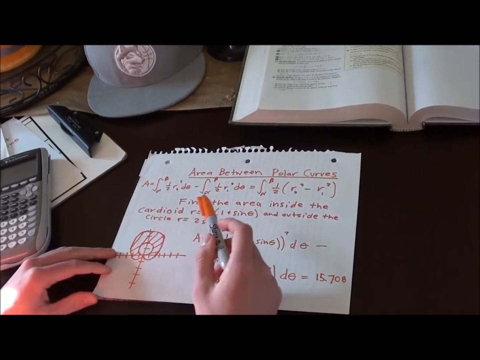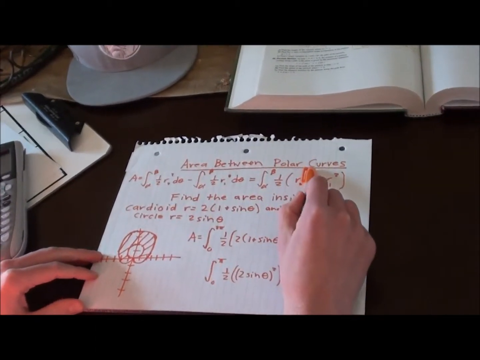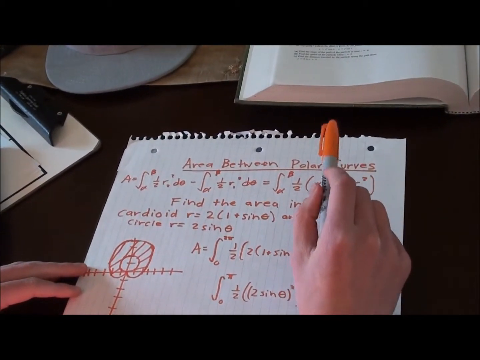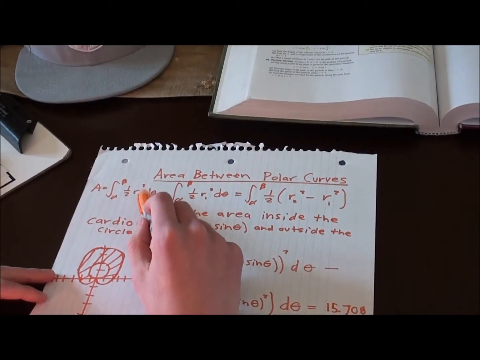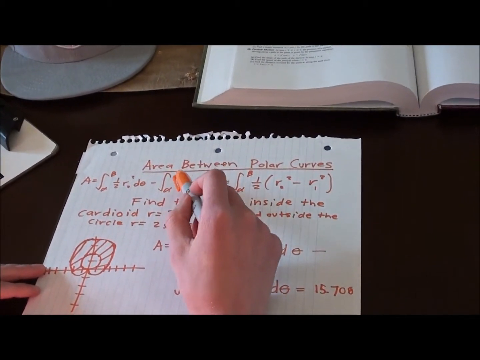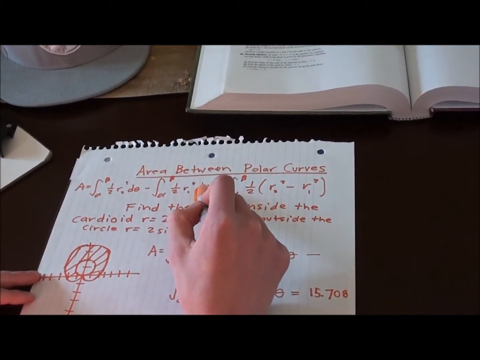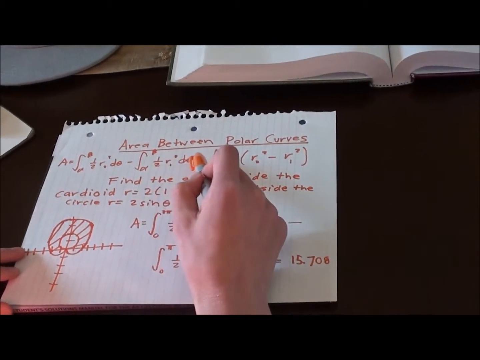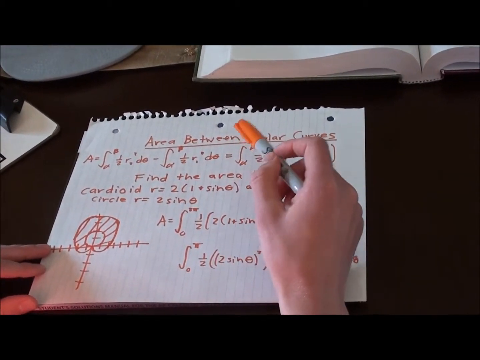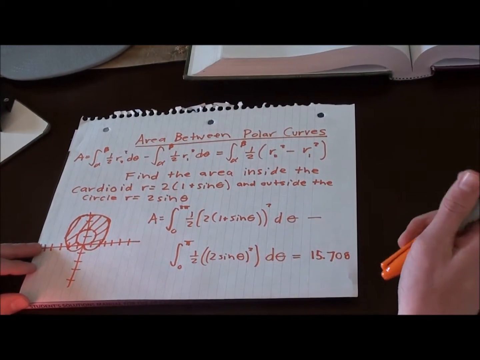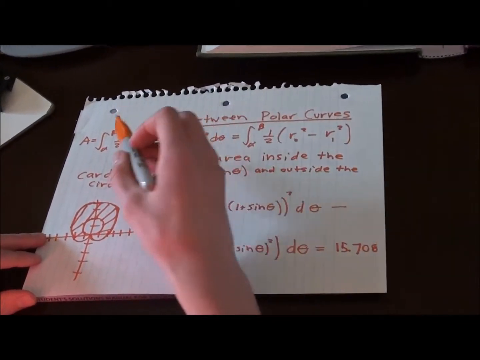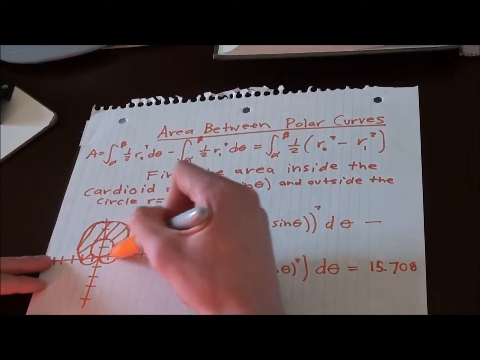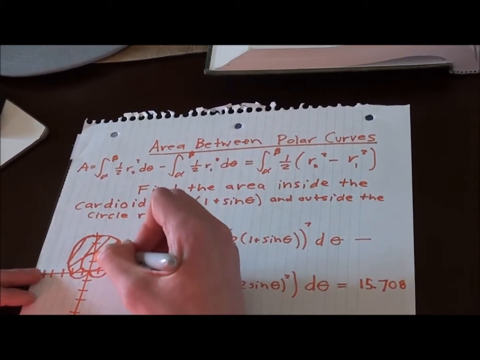Alright, lastly we're going to find the area between polar curves. And the formula for this is the integral from alpha to beta of 1/2 r2 squared d theta minus the integral from alpha to beta of 1/2 r1 squared d theta. And then you can simplify that to the integral from alpha to beta of 1/2 (r2 squared minus r1 squared). And the r2 represents the outer function and the r1 is the inner function.